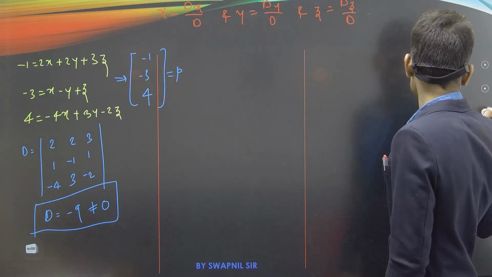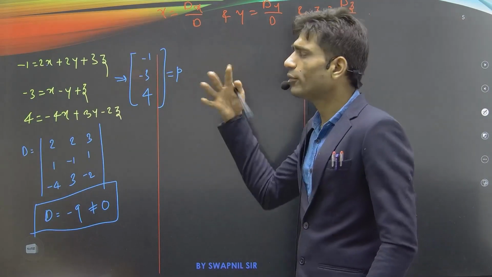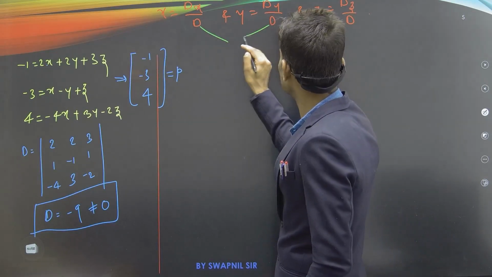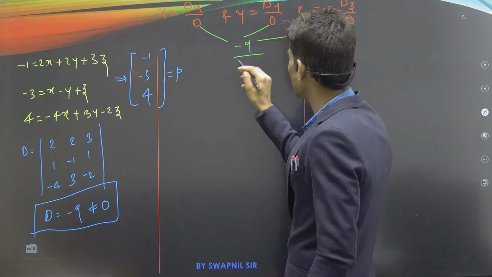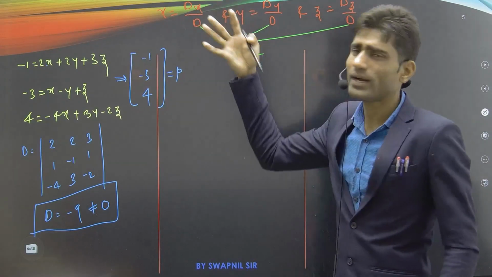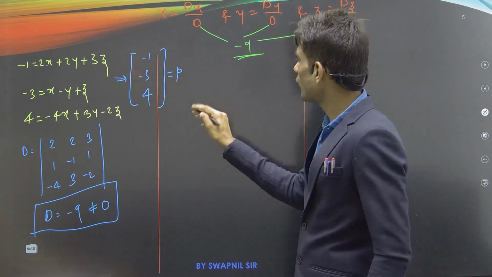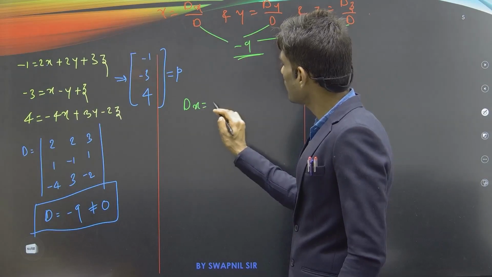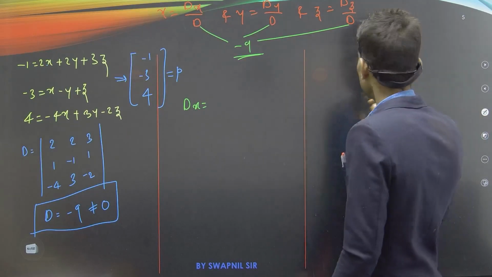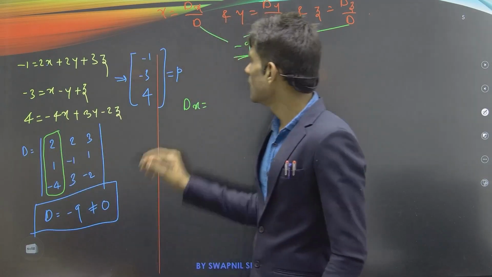Now replace all the values here. So how can we find Dx? As we know, determinant D gives us the value minus 9, and all these denominators are minus 9. Now our task is to find the values of Dx, Dy and Dz. For finding Dx, in our determinant we replace our first column, for the x variable, with P.